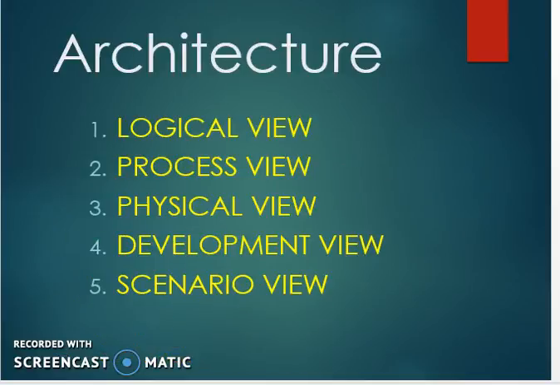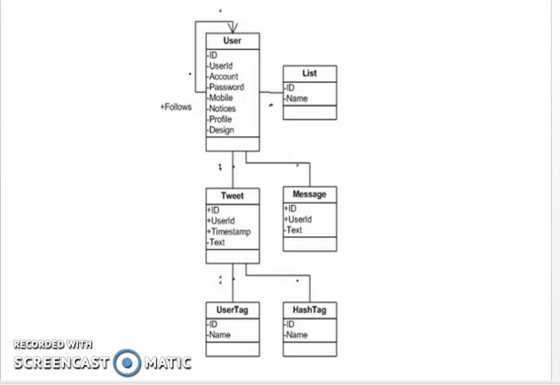Using the view model, there are 5 views we're going to talk about. Number 1 is the logical view. We can explain it with the help of this class diagram. You can see the users and the properties a user may have. The primary class of Twitter's data structure is its users. A user can create tweets. A user can send a private message to other users. Users can search anyone using the hashtag, or a user can tag anyone.